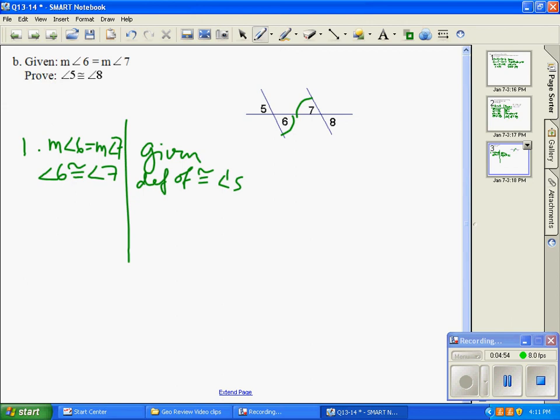So now let's go with the next thing that I already mentioned. We can say that angle 5 is congruent to angle 6, because they're vertical angles. Likewise, angle 7 is congruent to angle 8, also because of vertical angles.